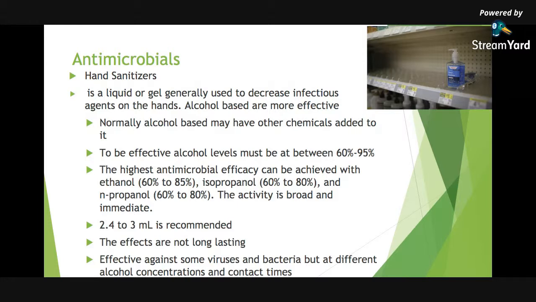Again, the effects are not long lasting. So once it has evaporated, microorganisms can come back. Say you start touching things again, it's not still killing them because it has evaporated. Some hand sanitizers are effective against some viruses and bacteria, but at different alcohol concentrations and at different contact times. Contact time is the time it takes for that alcohol to act upon that microorganism to where it will kill it, or in a virus's case, denature it and destroy it to where it can't replicate inside of a host.